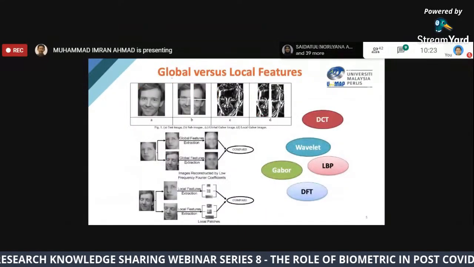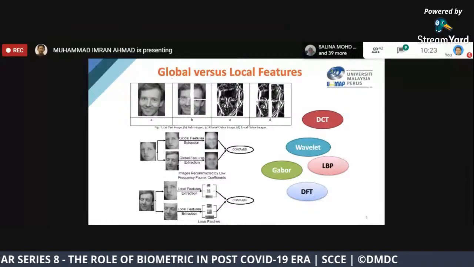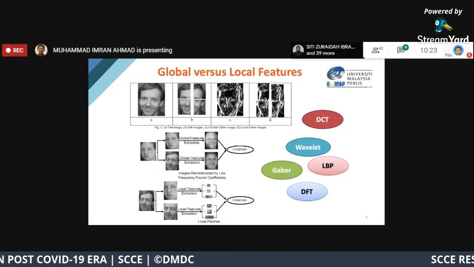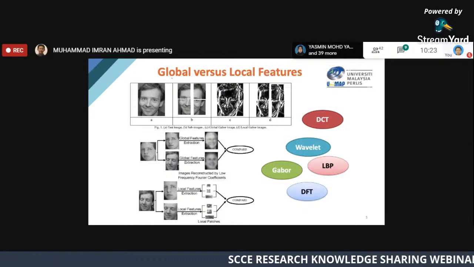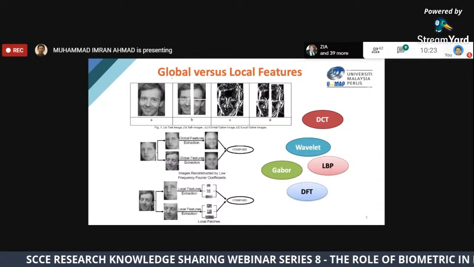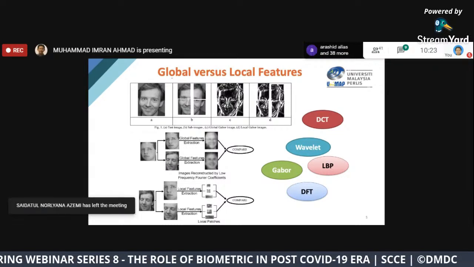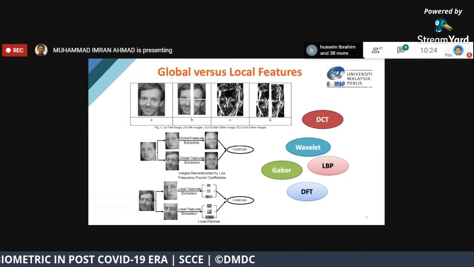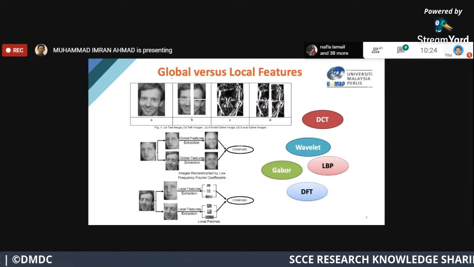Okay, so now when we talk about features, in biometrics we have two types of features: global features and local features. Based on the name, I think you can guess. Global means you take the whole area of the face region. When the camera captures your face, there will be a background image, and then you need to properly crop the region of interest. Just take this area. This area we call global features.